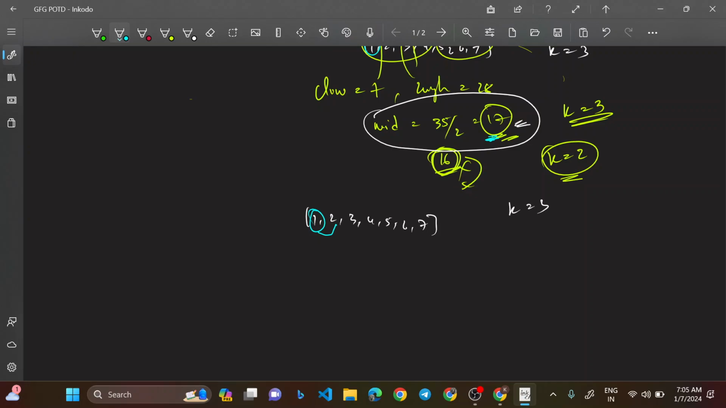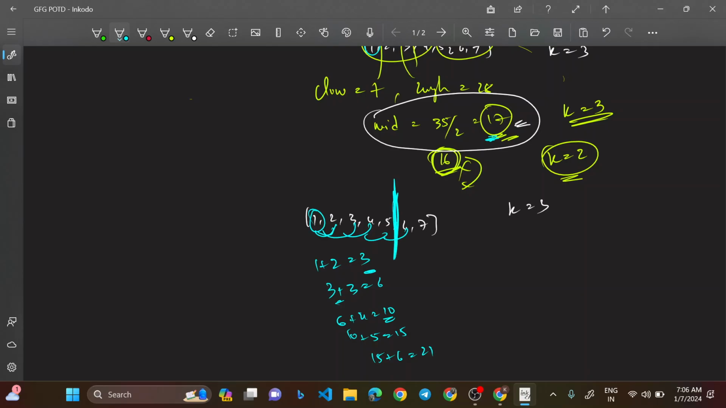So you'll keep adding: 1 plus 2, so now the sum is 3. Still you can add another element. 3 plus 3 is 6. Still that is less than 17. You can add one more element: 6 plus 4 equal to 10. Still less than 17. Add 5 also: 10 plus 5 equal to 15. Still less than 17. Add 6 also: 15 plus 6 equals 21. It is more than 17, so you need to stop here. I'll not even go further.